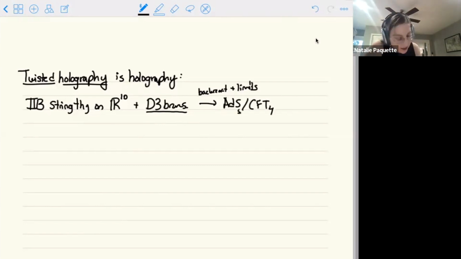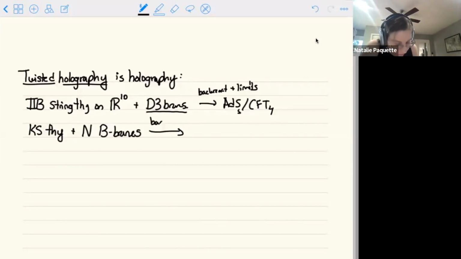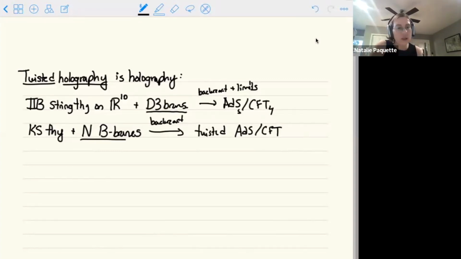Twisted holography is essentially the same thing. Morally, it's the same thing. Start with the Kodaira-Spencer theory, this holomorphic gravity theory, and add N B branes and back react. The B branes also source some holomorphic remnant of the Ramond-Ramond field, and it deforms the complex structure of the metric rather than the full metric, because that's all that remains in the twist. And you get some twisted AdS/CFT duality, although exactly what you get out depends on various details. But the idea is really the exact same.